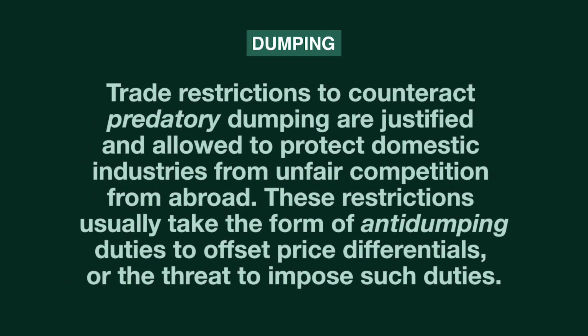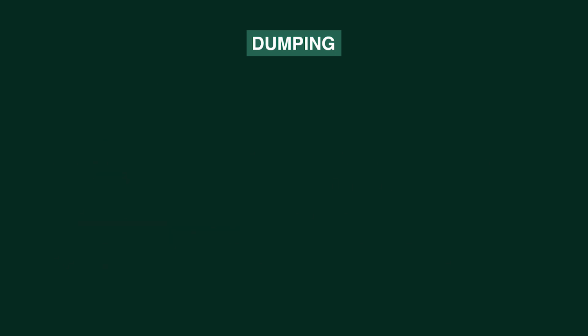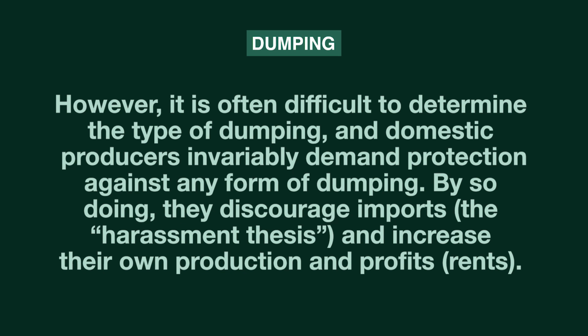In case of predatory dumping, there can be restrictions imposed by countries to protect their domestic industries. This is known as anti-dumping policies. Now, it may be difficult to determine whether the country is dumping or not. But mind you, the domestic producers will always want this, say, on the ground of the harassment thesis. They will prefer to have restrictions on other countries' exports in the name of dumping.